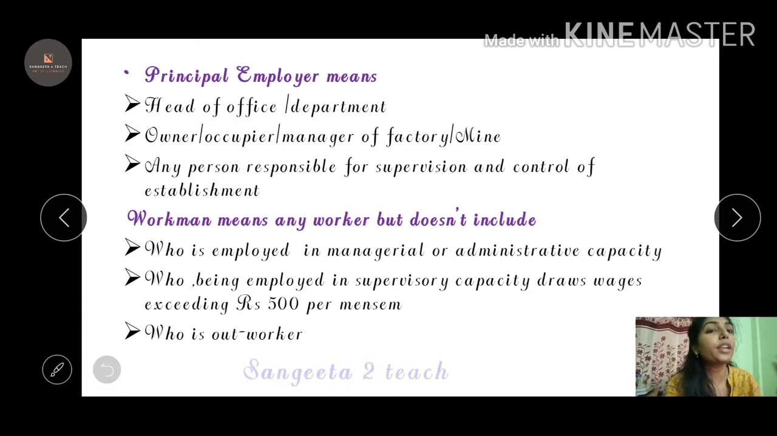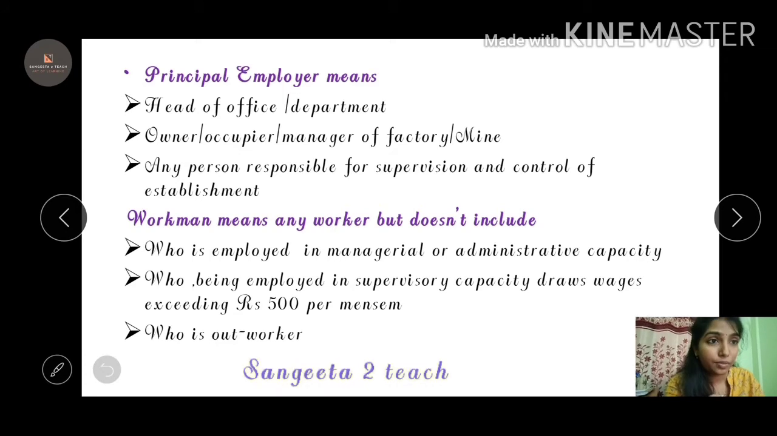Same way, the principal employer is a person who takes the supervision, who takes the control of that establishment, and is called a principal employer. It includes the head of the office or department, an owner, officer, manufacturer of a factory, any person who is under the supervision and control of the establishment. Okay.